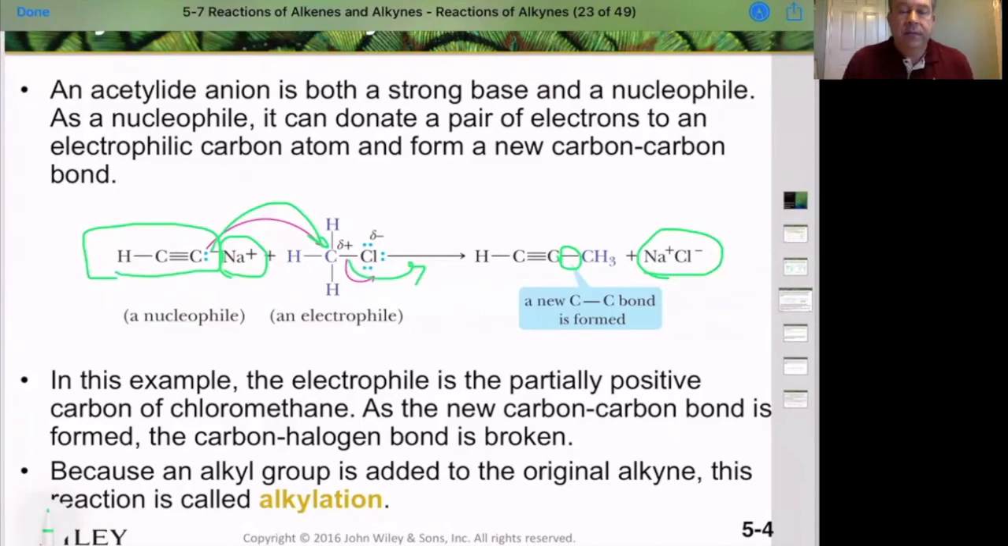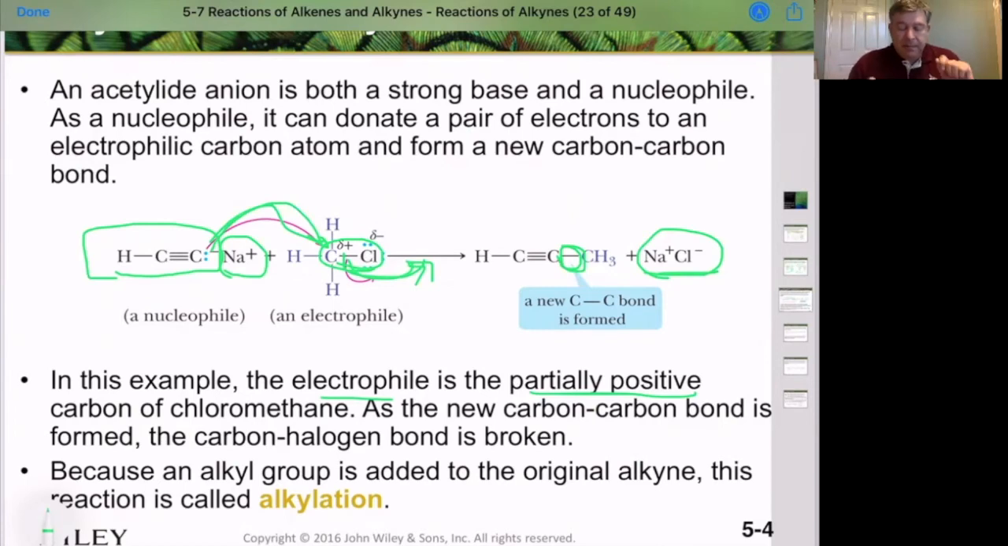Okay. So in this case, the electrophile is only partially positive because we have a polarized chlorine carbon bond. It comes in and these electrons kick out with the sodium and we have our new sigma bond. Okay. This is the first time we've made a carbon-carbon bond. Okay. So we've actually made this carbon-carbon bond by breaking a carbon halogen bond. And we're going to see this in chapter 7 as well, haloalkanes.